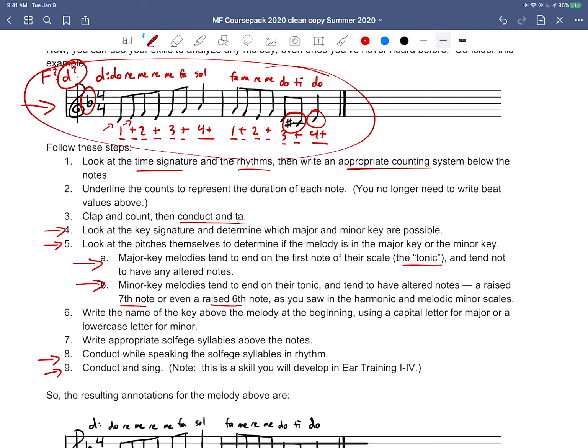And so when you sing and conduct, 1, 2, 3, 4. Do, re, me, fa, sol. Fa, me, do, ti, do.